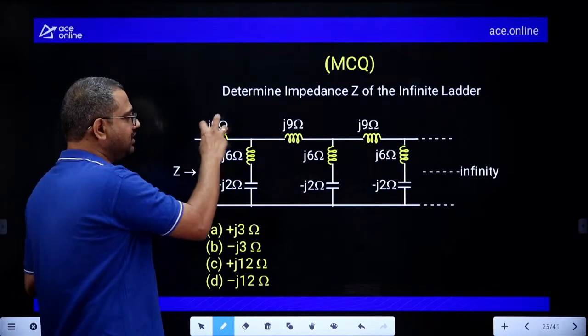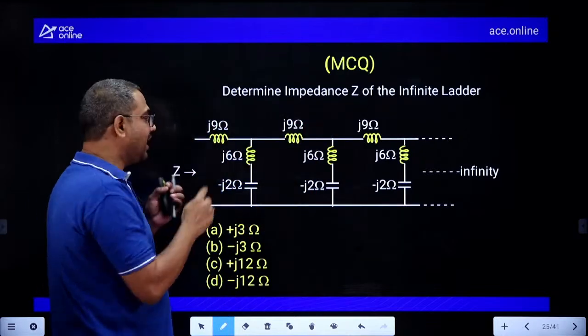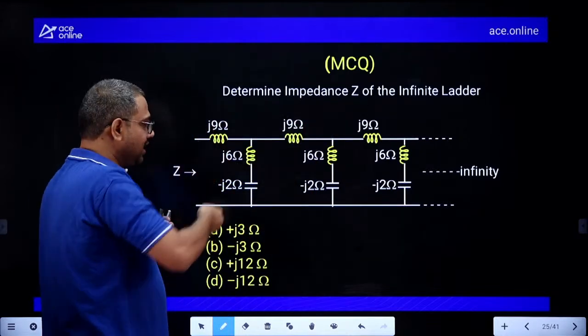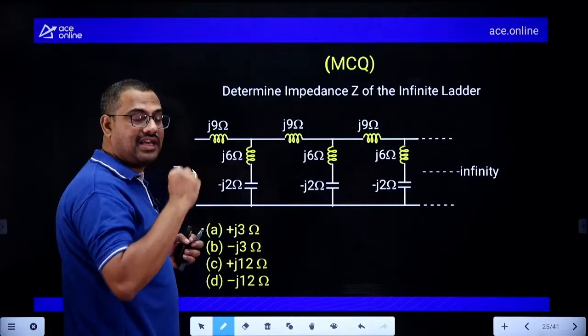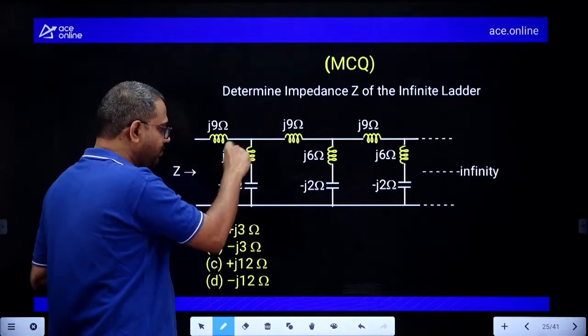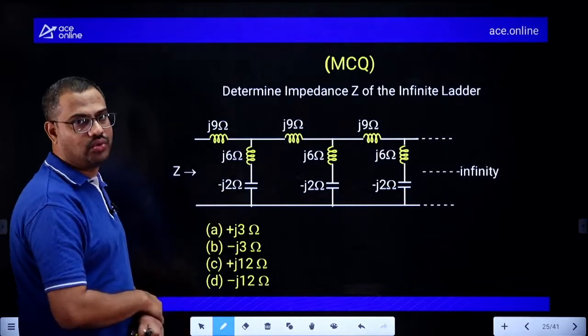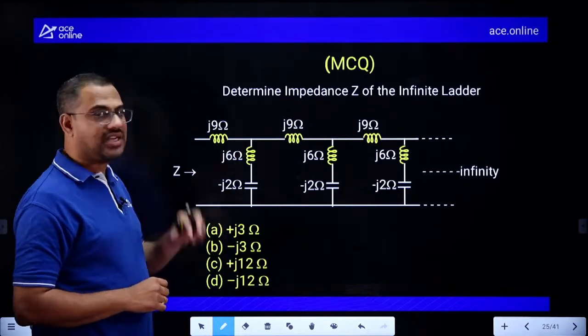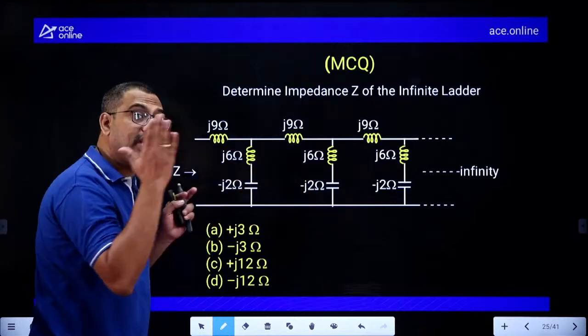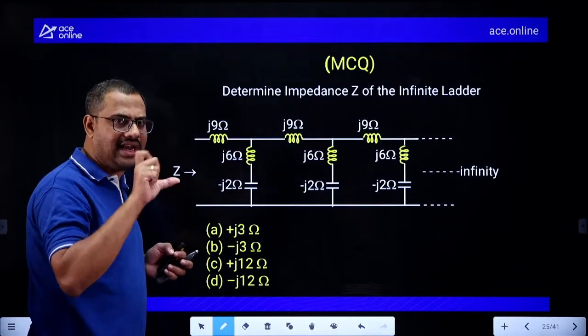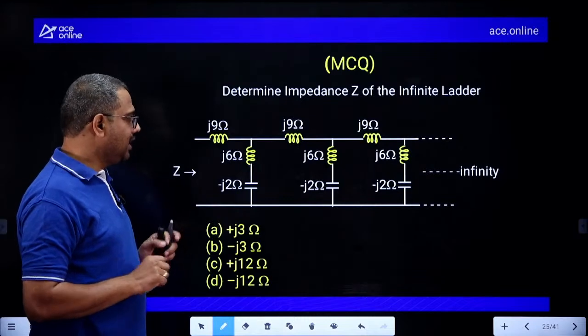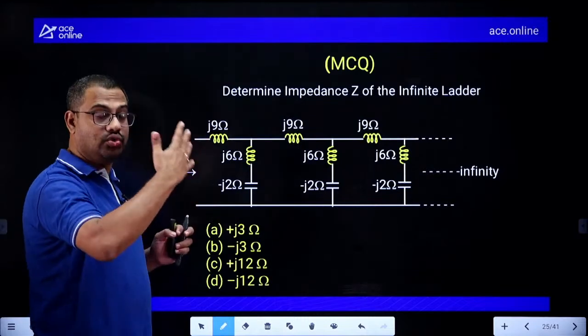Where the series arms are inductive reactance, plus jXL given, and in the shunt arms, inductor and capacitor are in series. Inductor plus j6 ohms, j is the operator, and capacitor is minus j2 ohms. So series arms are inductors, and shunt parallel arms are L and C in series. And it is asking the total impedance, and it is infinity. It is going up to infinity.